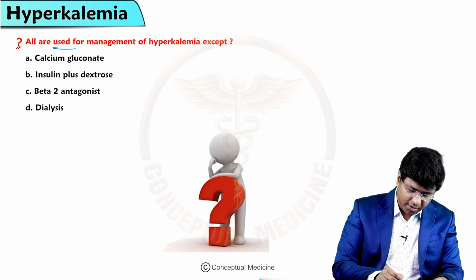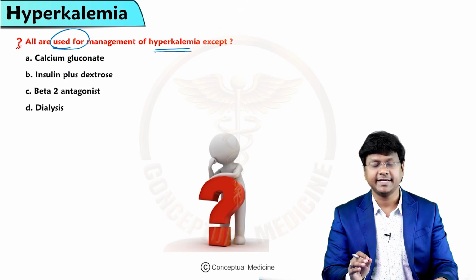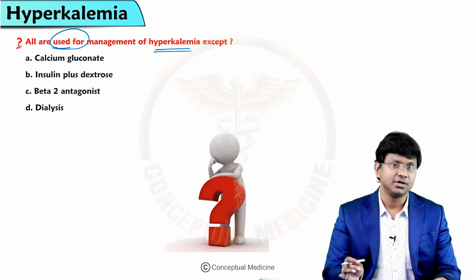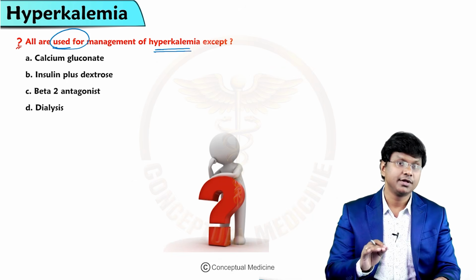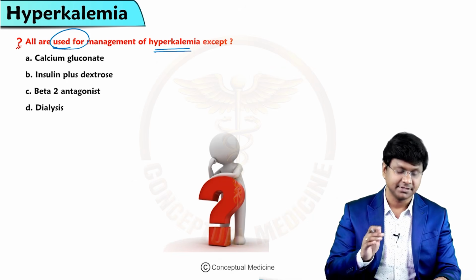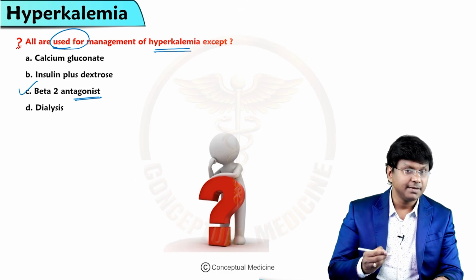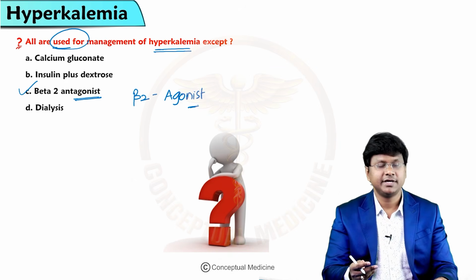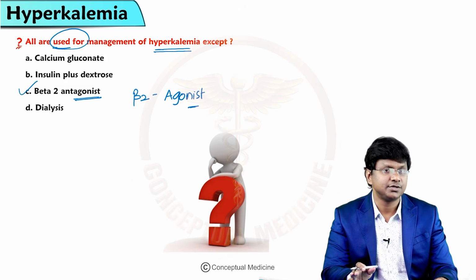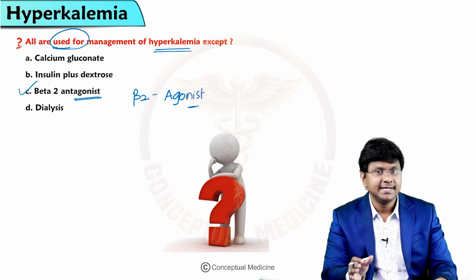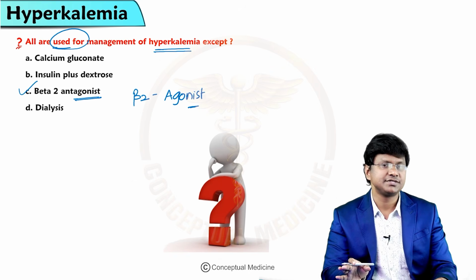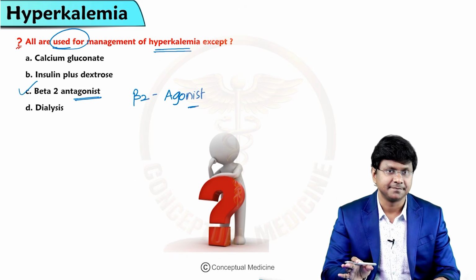Then, all are used for the management of hyperkalemia except calcium gluconate, insulin plus dextrose, beta-2 agonist, then dialysis. Right? All are used for the management of hyperkalemia except we don't use beta-2 antagonist. What we use is the beta-2 agonist, your salbutamol and terbutaline. And the remaining drugs, calcium gluconate, insulin plus dextrose and dialysis, are all very much required for the management of hyperkalemia, right?